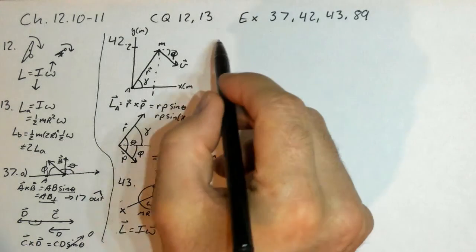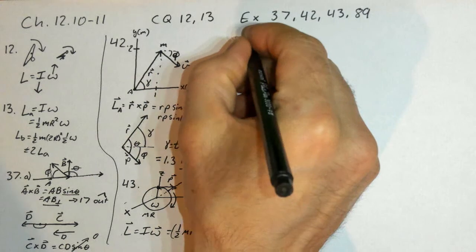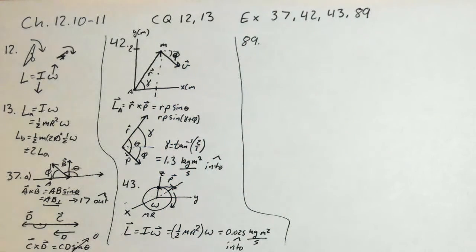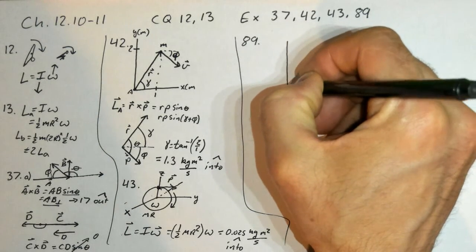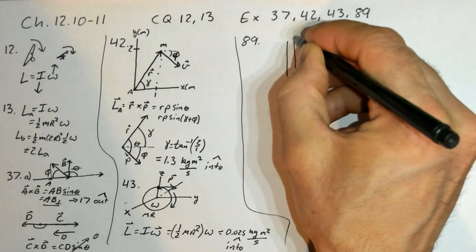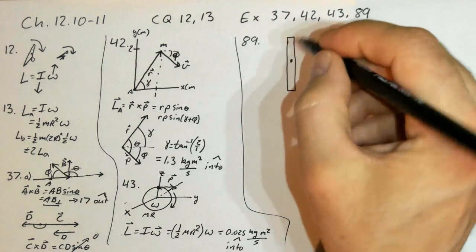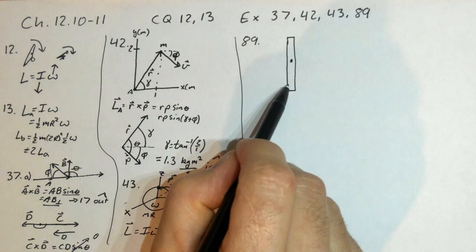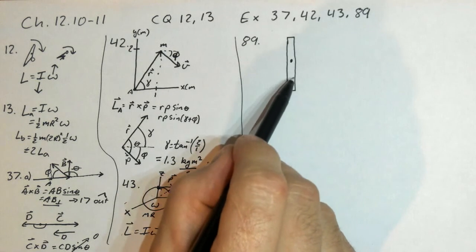Excellent. Last one. 89. Now 89 we're going to ask a little bit differently just to keep the math a little bit simpler for this discussion. But what we have is a rod that's pivoted about its center, hanging vertically. If I were to push this up to here, it would swing back down because it would be under the influence of gravity.